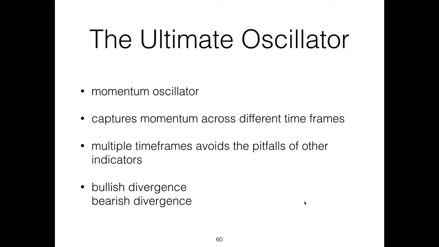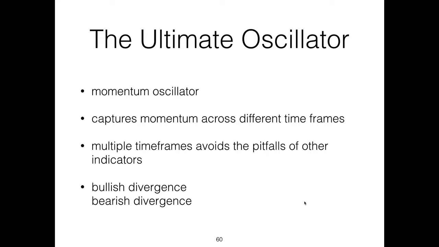Okay, so what is the ultimate oscillator? Unlike RSI or other indicators, the ultimate oscillator captures momentum across 3 different time frames: the daily, the weekly, and the monthly charts. So this is computed based on the 3 time frames. It is a momentum oscillator.